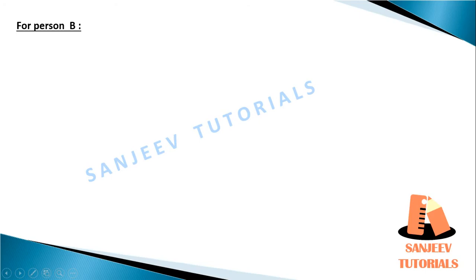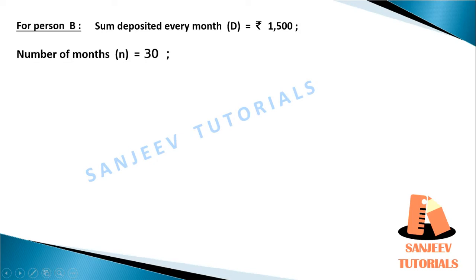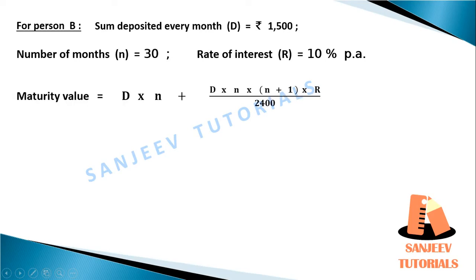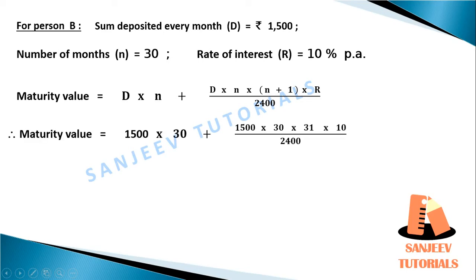For person B, the data given is as follows. Sum deposited every month is rupees 1500. Number of months is 30. Rate of interest is same, 10% per annum. Maturity value, this is the formula. On substituting the respective values, I get this step for person B.